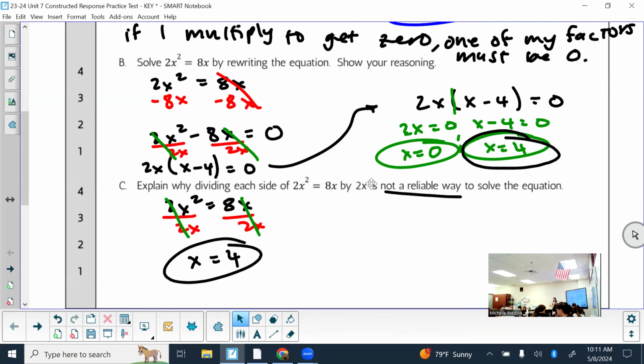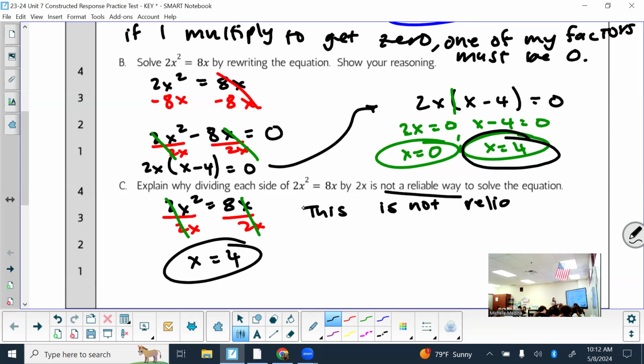So that's basically why. You could show your work, and you could say this is not a reliable way to solve because we only get one of the answers. So this is not reliable because we only get one solution when there are 2 solutions.